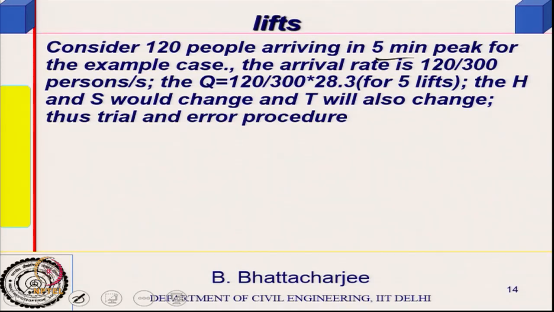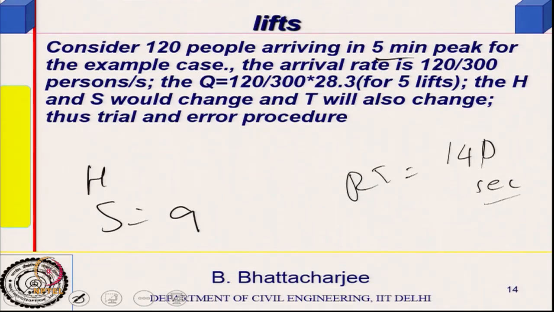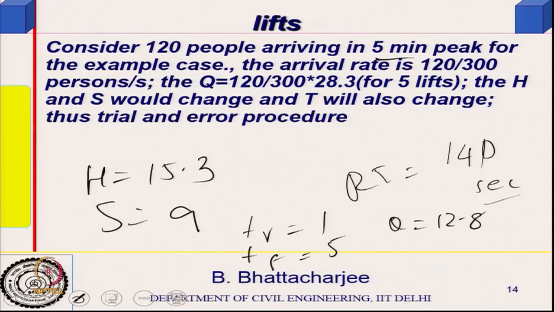So for the same case, the problem that we did earlier, we found our round trip time was 140 seconds or something like that. Remember, we found the floor of reversal was 15.3 and S was 9, then TV was given as 1 and TF was 5 seconds, and Q was 12.8, right? That data was there. Based on that we calculated it, and it came out to be around 140 seconds.